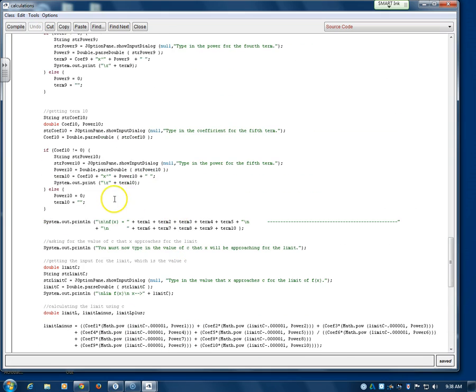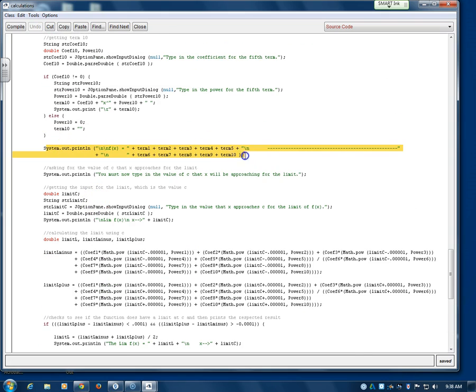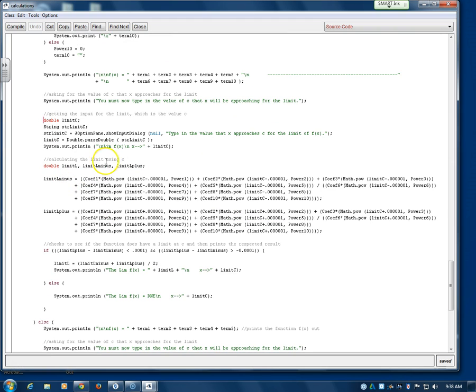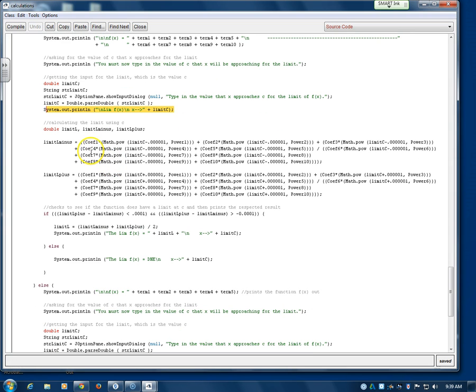And so what it does, at the end of all of this, is it outputs the function the user typed in, and then it asks for the limit that it's approaching, and it gets the limit. It does the same thing as always: gets it as a string, converts it to an integer, and then outputs it. So just so you know what you typed in, and then it does the calculations here. What it does is it inputs the limit into where the x's would be in the function.